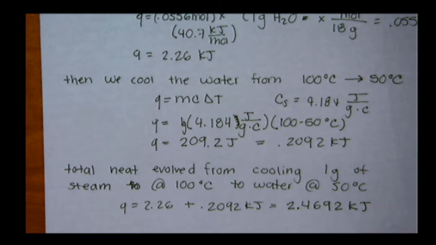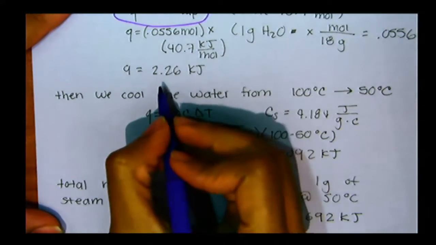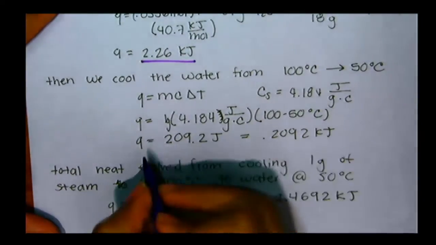You're going to release a lot of energy. Actually, if you compare the energies, for change of phase you release 2.26 kilojoules, and for change of temperature you release 0.2 kilojoules. So you end up releasing a lot more energy just to get that steam to water, and then you have to cool that water. Does that make sense?